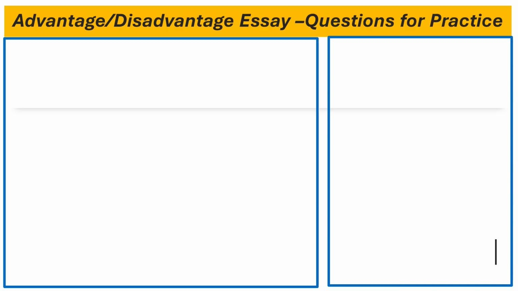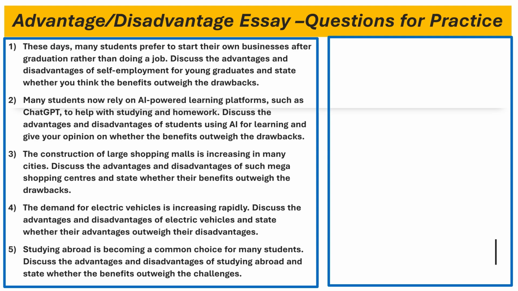You can see 5 IELTS type advantage-disadvantage questions here. Take a moment to review the questions on the slide. Choose one that you prefer and apply the structure we have just covered in the essay. As you begin writing, follow the structure we discussed.